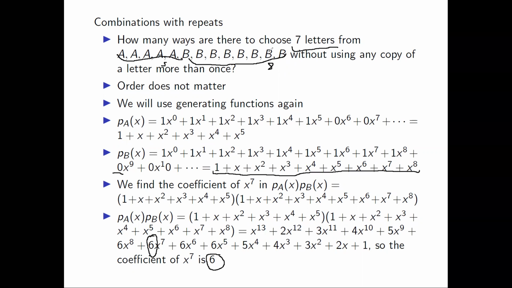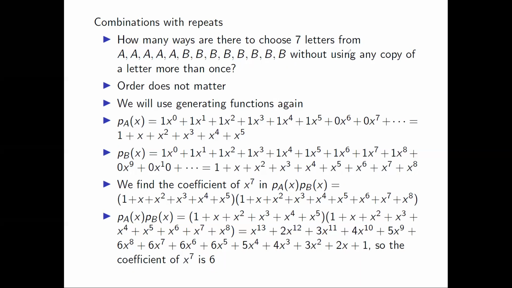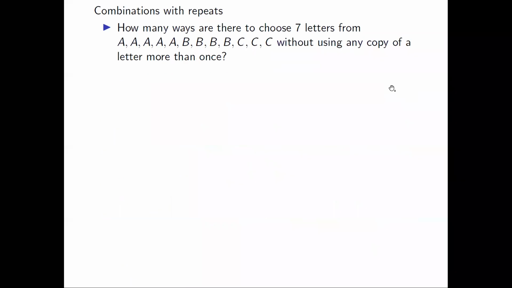So we saw a couple of examples where we only have 2 distinct letters. Let's look at one now that's a little more interesting, where we have more than 2 distinct letters. Here's one where now we have 3 distinct letters. So we have 5 A's, 4 B's, and 3 C's. We still want to choose 7 letters from the set without using any copy of a letter more than once.